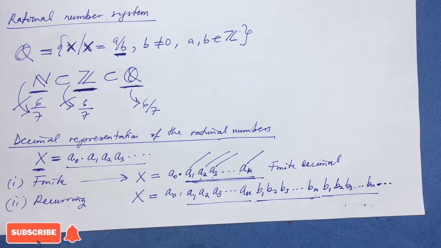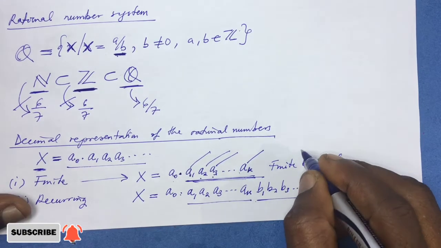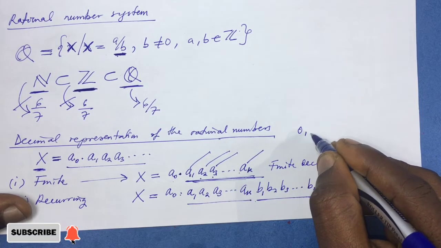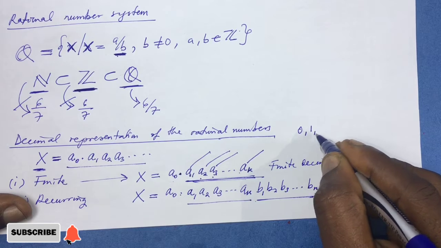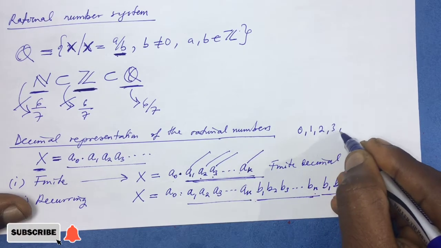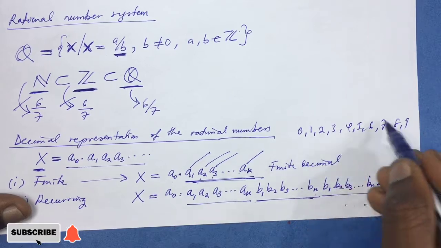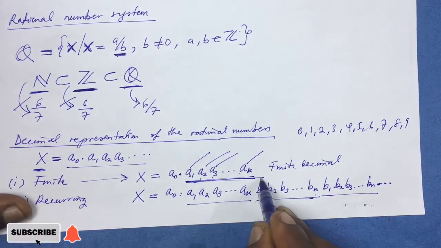Aside from the fact that they are called digits, you must also know that the digits that can be accommodated after the decimal point range from 0 to 9. So you can have 0, a combination of 0, 1, 2, 3, 4, 5, 6, 7, 8, and 9. These are the digits that can appear after the decimal point.